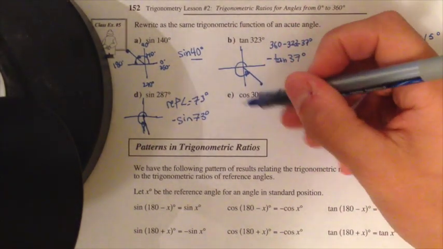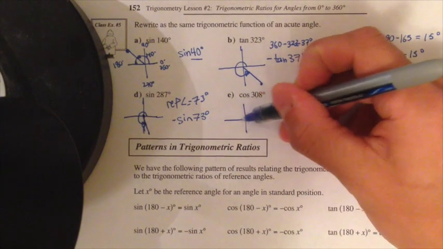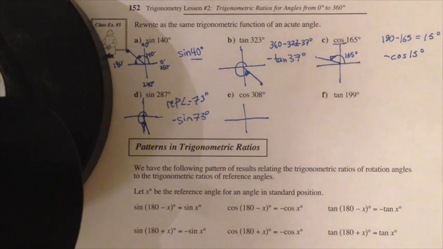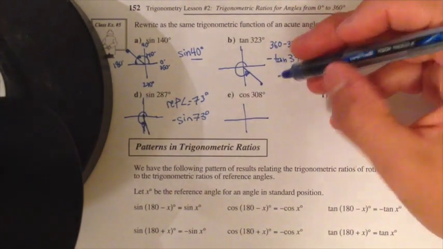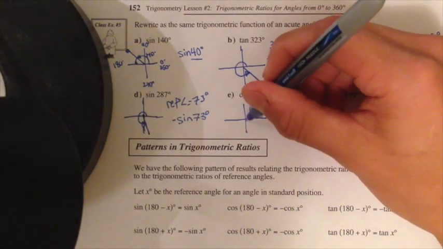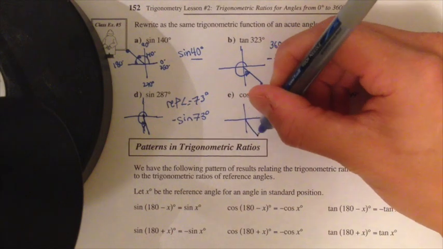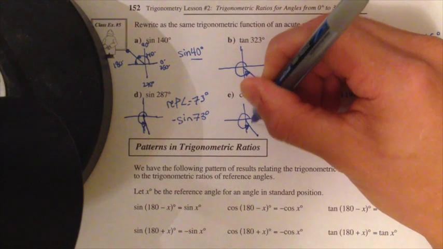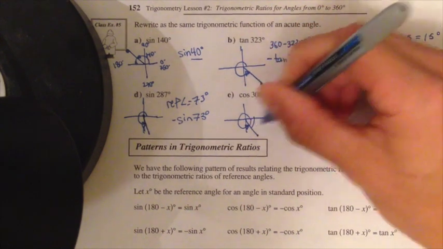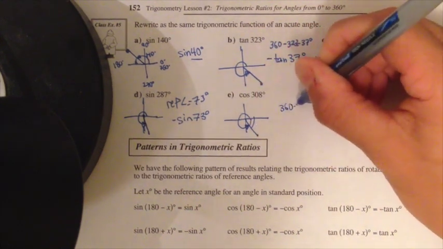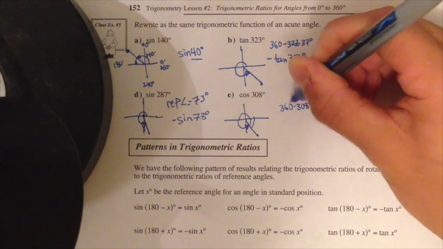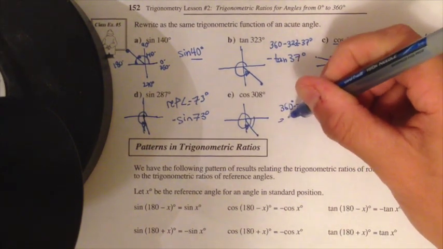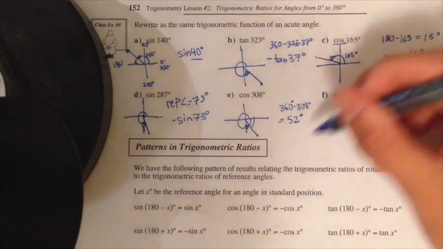Now, the second last one, cosine 308 degrees. Alright, so cosine 308 degrees. I'm going to be around here somewhere. I'm going to go in this direction. This is my reference angle right here. And so again, I'm going to go 360 minus 308 degrees for my reference angle. I will have a reference angle of 52 degrees.